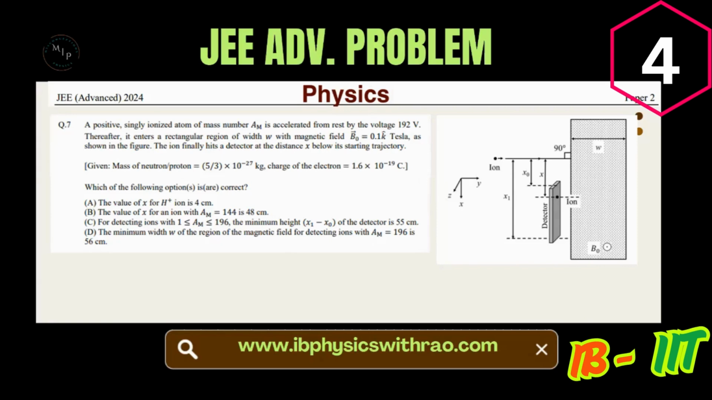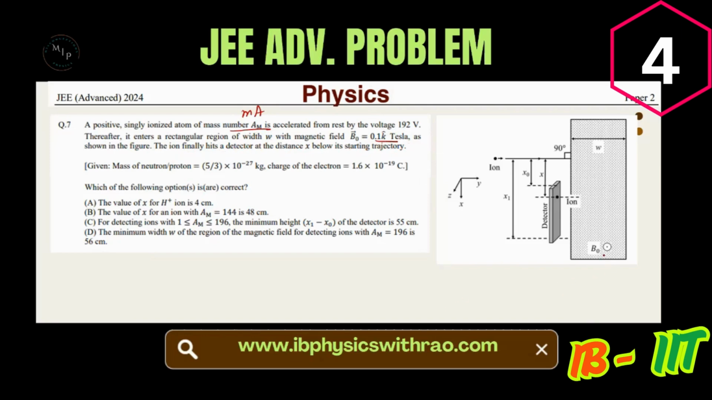The actual problem is also very similar. A positive singly ionized atom of mass number EM, very similar to it. That means it's not a hydrogen atom, so it has EM times A, where M is the mass of the hydrogen ion. It's accelerated through a voltage of 192 volt. We have used the same voltage. Thereafter, it enters a region of width W with a magnetic field B0 equal to 0.1 K cap Tesla, that is along the Z axis.